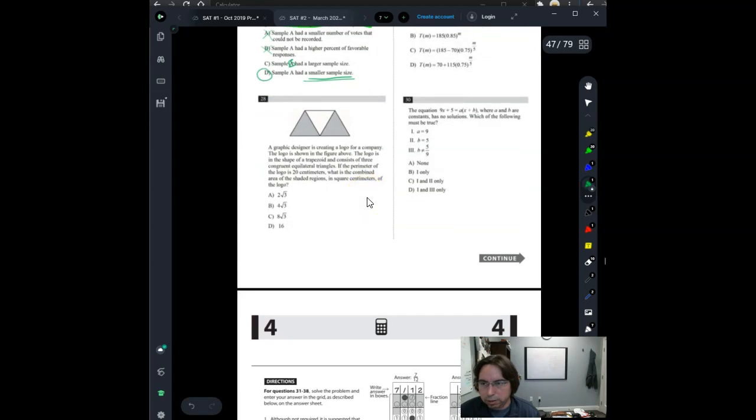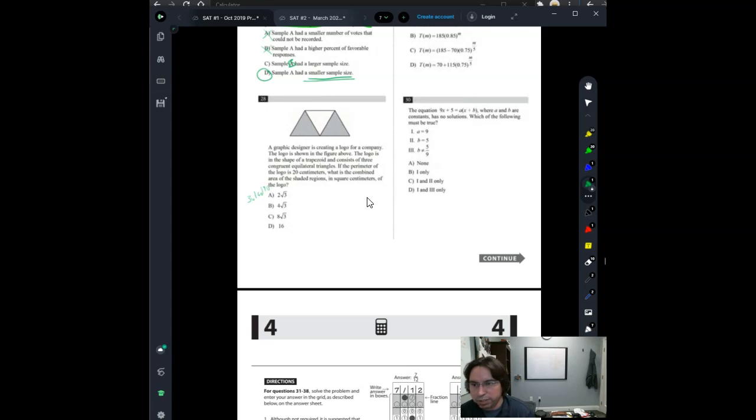Okay, let's see here. So 28. All right, something I see here is these square root of 3s, so that's suggesting to me that remember that's a 30, 60, 90 right triangle in the answer choices. So even before I start reading, it says if the perimeter of the logo is 20 centimeters, and we know these are all equilateral triangles, what is the combined area of the shaded regions in square roots?